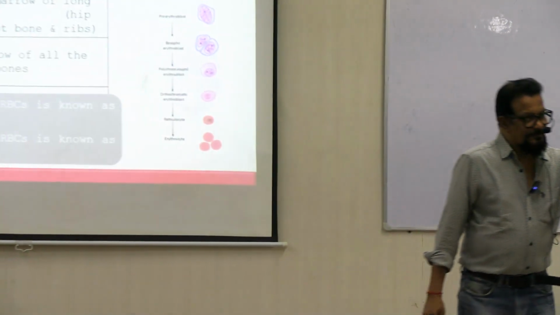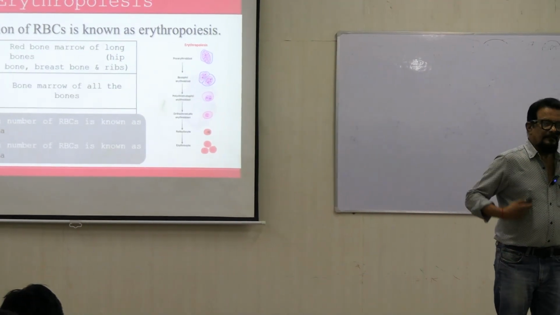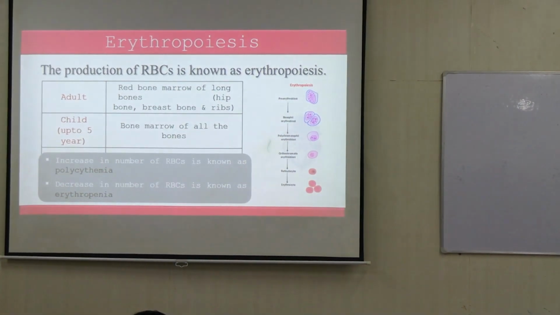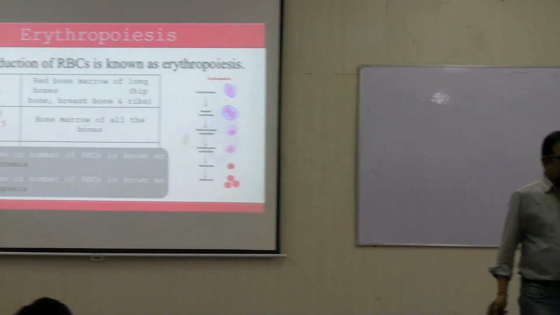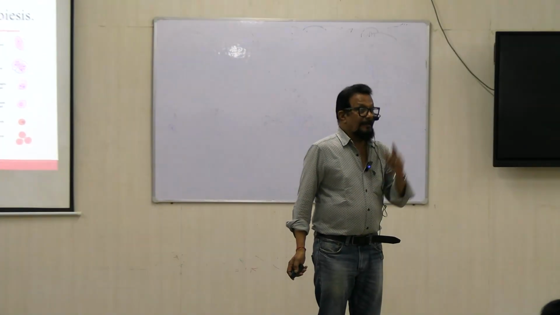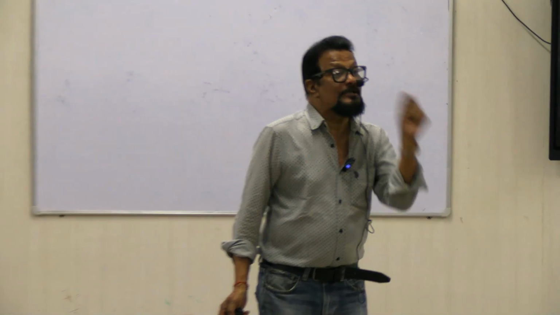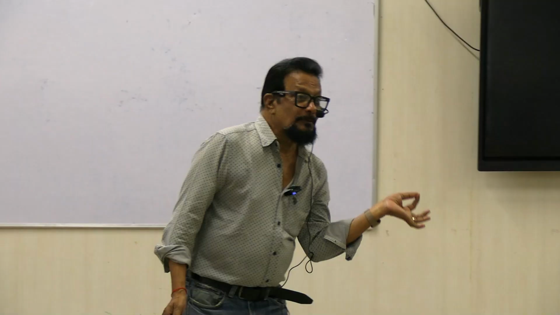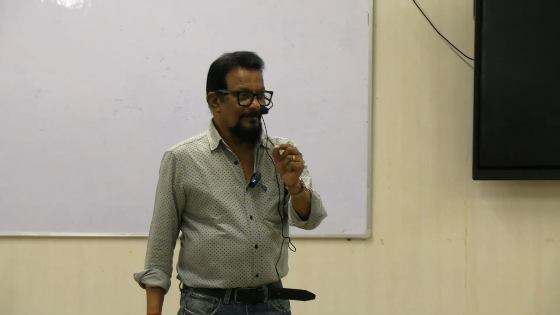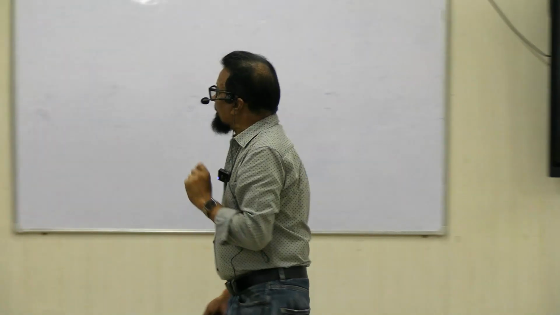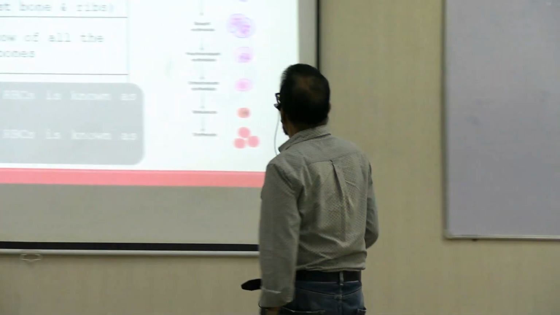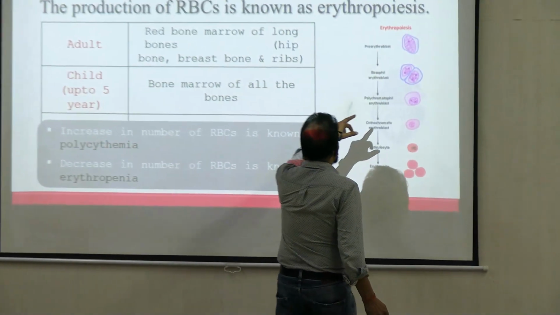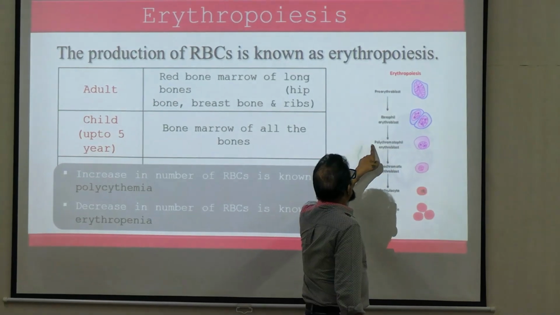Erythropoiesis I will discuss in detail. The process of production of RBC is called erythropoiesis. What are the different stages? And one thing you remember: in which stage does hemoglobin start to appear? Okay, it starts to appear in this phase.